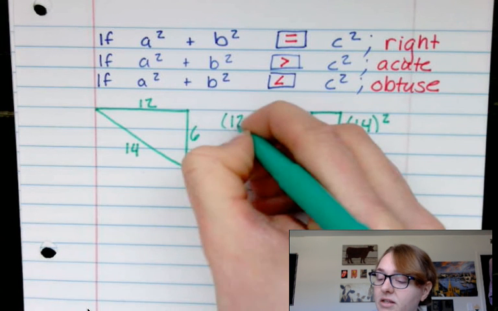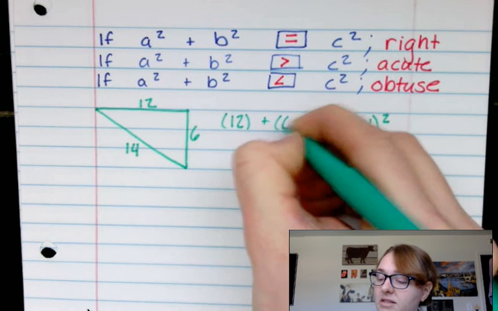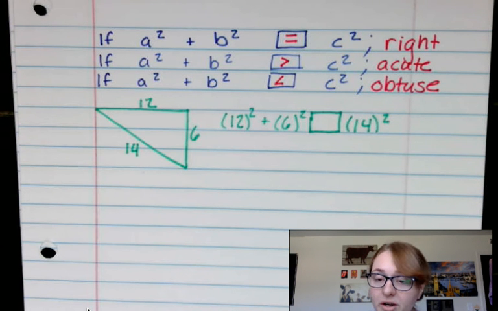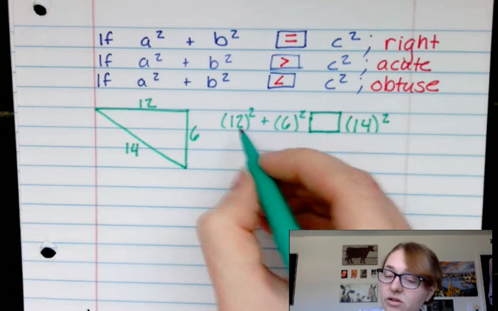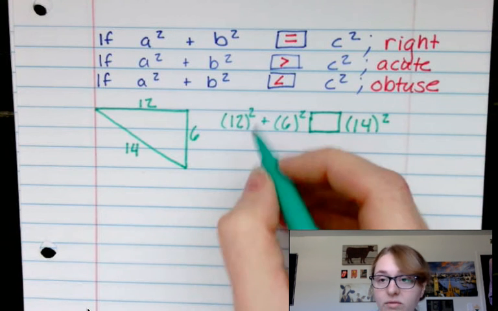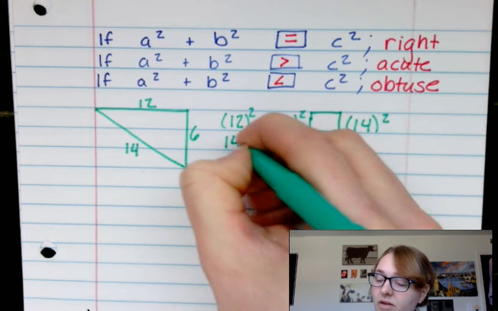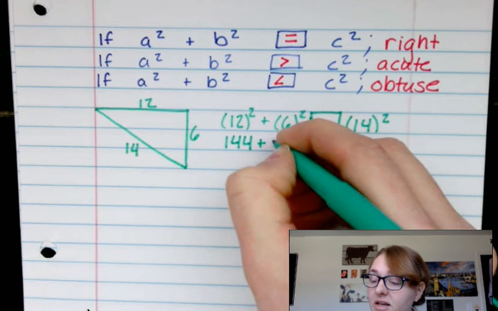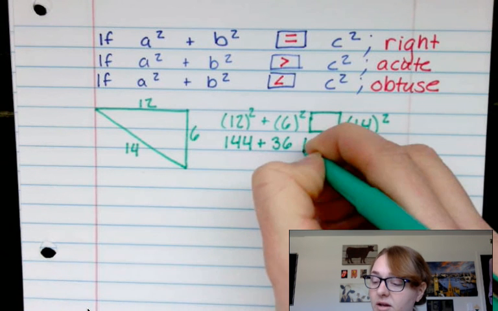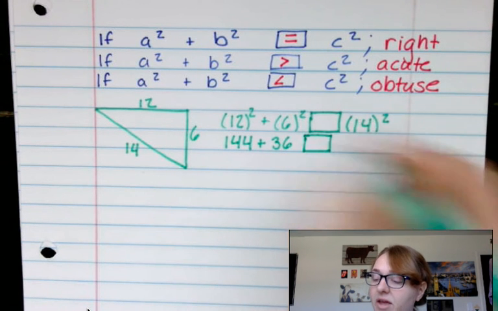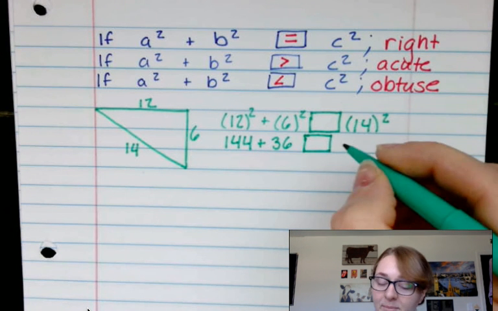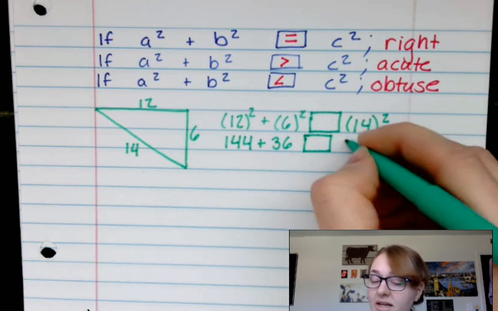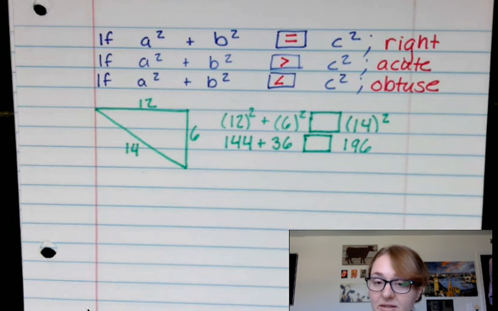So we take our 2 legs, 12 and 6, we add them together and square them. And then we use our calculators or our big brains to figure out that 12 times 12, or 12 squared, gives us 144. And that 6 squared, or 6 times 6, gives us 36. Now we still don't know if we're greater than, less than, or equal to, so I'm going to keep that box. And that 14 squared, or 14 times 14, gives us 196.